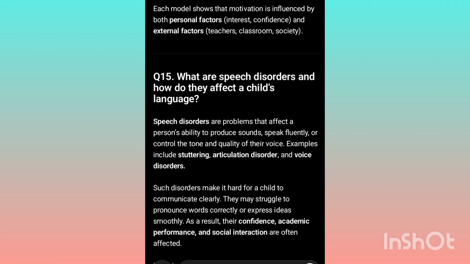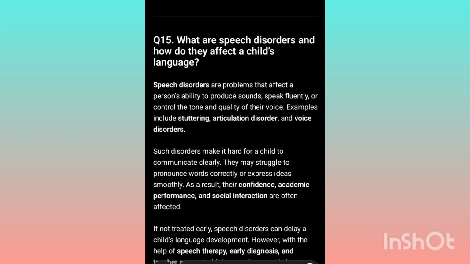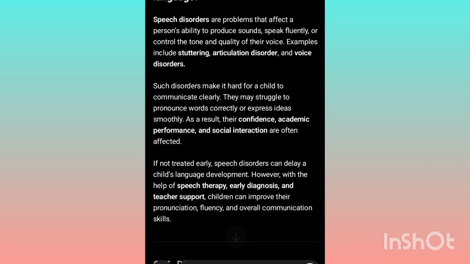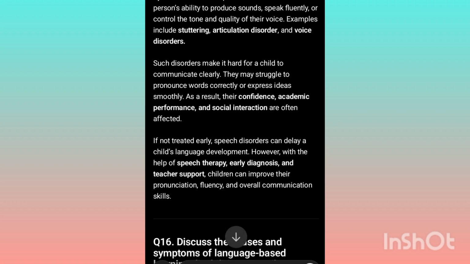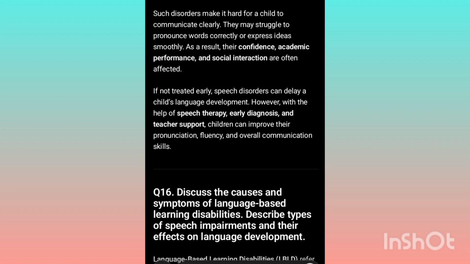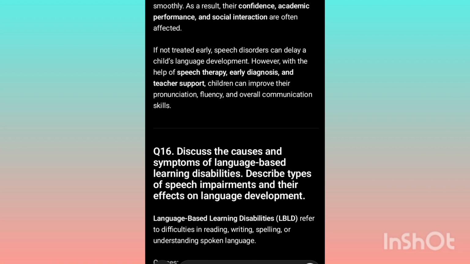Q15. What are speech disorders and how do they affect a child's language? Speech disorders are problems that affect a person's ability to produce sounds, speak fluently, or control the tone and quality of their voice. Examples include stuttering, articulation disorder, and voice disorders. Such disorders make it hard for a child to communicate clearly. They may struggle to pronounce words correctly or express ideas smoothly. As a result, their confidence, academic performance, and social interaction are often affected.